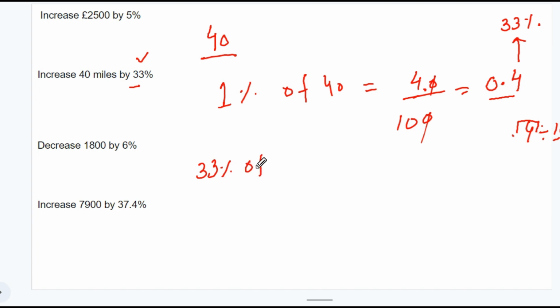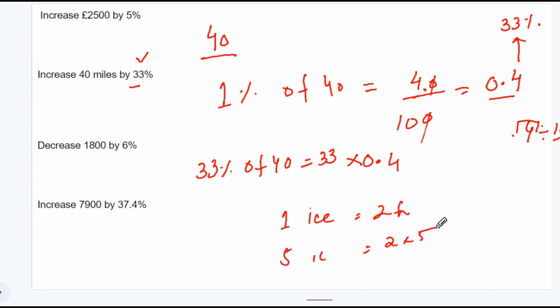33% of 40 will be 33 times 0.4. Same as we have been doing all the time: if one ice cream costs £2, 5 ice creams will cost 2 times £5. The same thing I have done over here. So 33 times 0.4, what do we mean by that? You simply need to multiply 4 by 33 first. 4 times 3 is 12, and 4 times 3 is 12 plus 1 is 13.